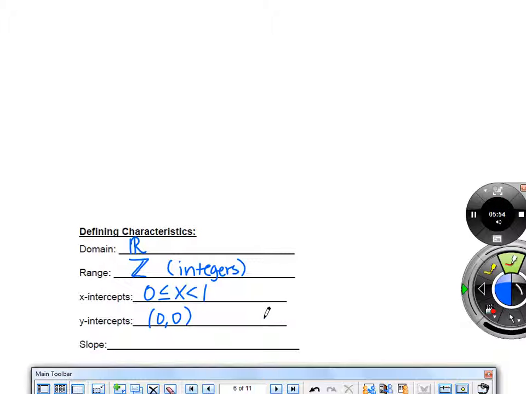All right, and what's the slope like? Yeah, up 1 over 1. And it's kind of weird, because it does overall go like a line, but they're doing different things.